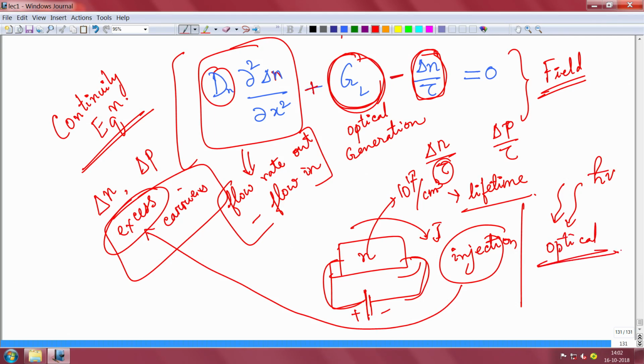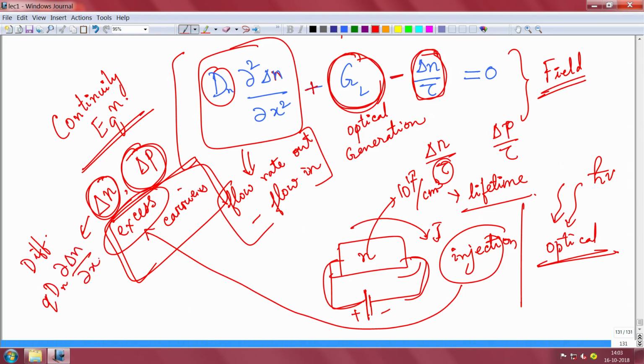Whenever there is an excess carrier, which is delta n and delta p, your continuity equation helps estimate that excess carrier concentration. And once we know the excess carrier concentration, we know the current. For example, diffusion current depends on q Dn delta n by delta x, right? That is why we need to know the excess carrier to estimate current density, because only when we know current density shall we be able to analyze the device performance. That's why the continuity equation is so important in this context.